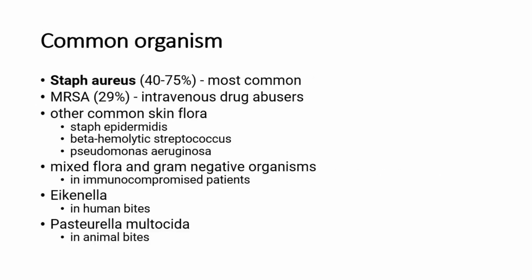The most common organism is Staph aureus. Others include MRSA in IV drug users, other common skin flora like Staph epidermidis, beta-hemolytic Streptococcus, Pseudomonas aeruginosa. Mixed flora and gram-negative organisms can be seen in immunocompromised patients. Eikenella in human bites, and Pasteurella multocida in animal bites.